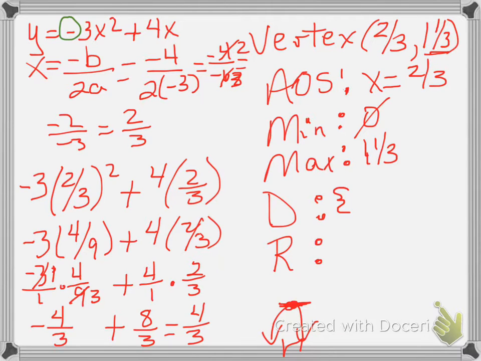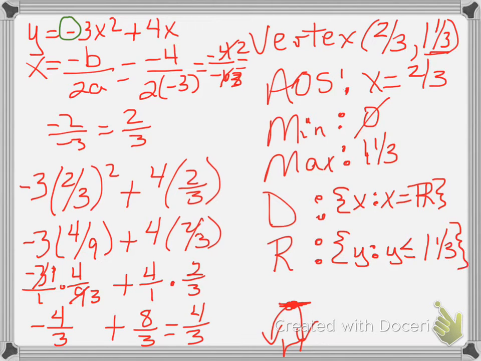Okay. My domain, again, let's write it in set notation this time. So x is such that x is equal to all real numbers. Okay. And then for my range, y is such that y is less than or equal to 1 1/3. Okay. Alright. And that does it for number 6.